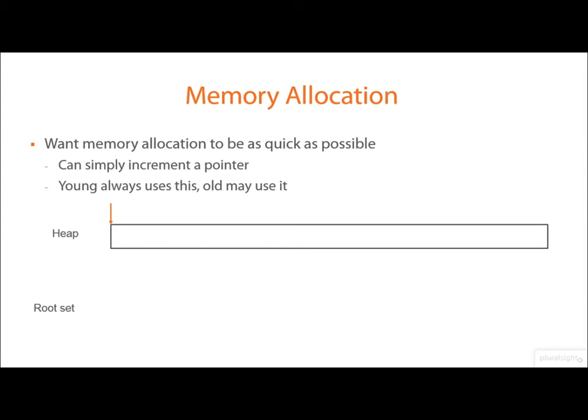When we allocate an object, that object is allocated at the pointer. And then that pointer is simply moved, so it points to the next free space in the heap. The next allocation allocates an object, moves the pointer. Next allocation allocates the object, moves the pointer. And moving the pointer is very, very cheap. It's a very, very quick way of allocating memory.